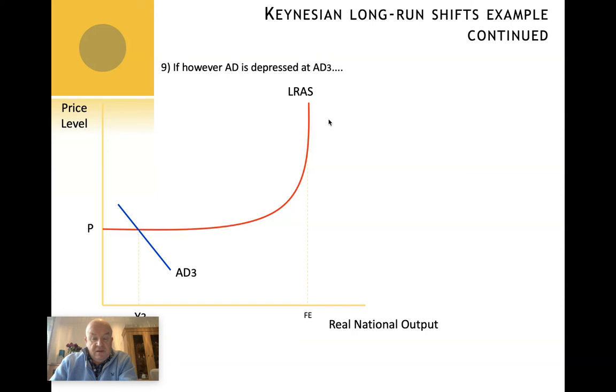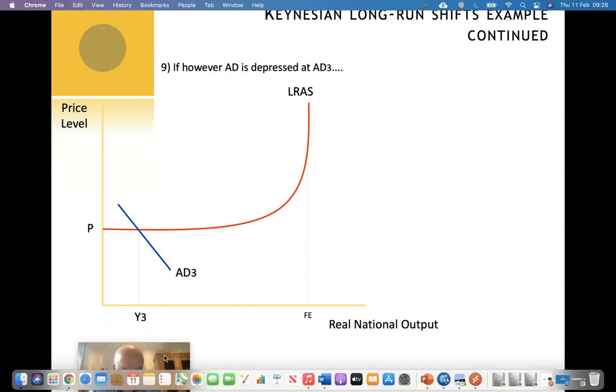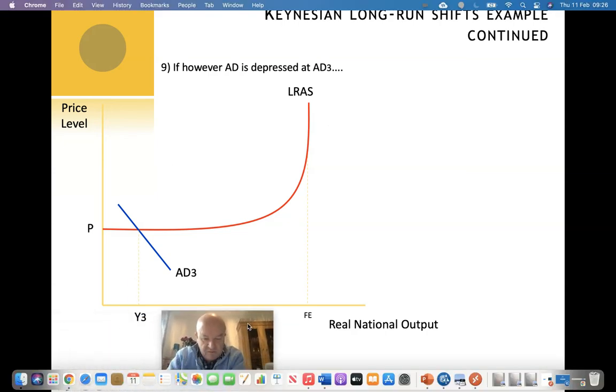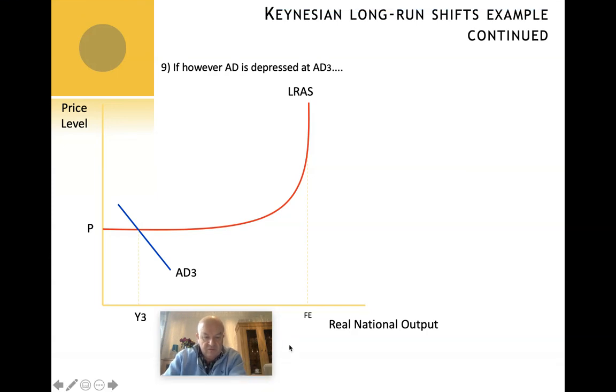If we take the opposite position, where we've got AD that's significantly depressed, so aggregate demand is very low, it might be down to some form of recessionary pressures going on in the economy, maybe. That could be caused by any number of things, as we know. But let's assume that we have aggregate demand that's depressed down to AD3.